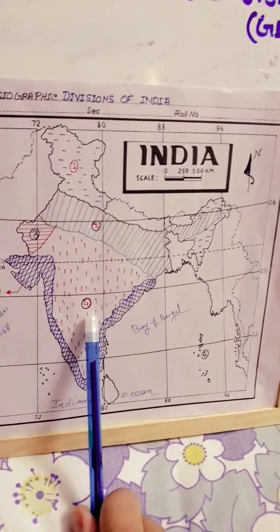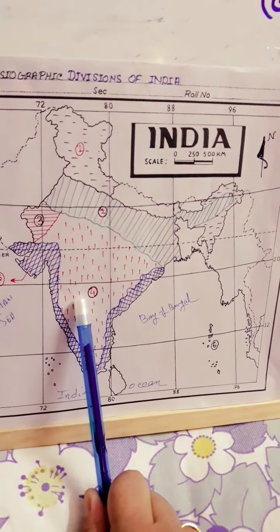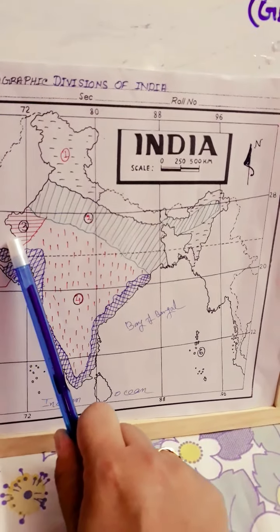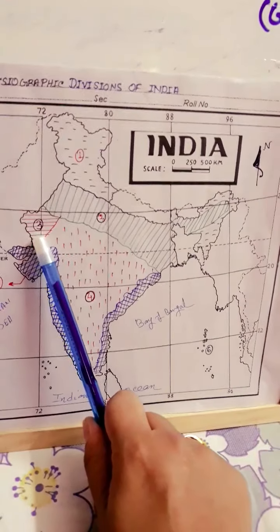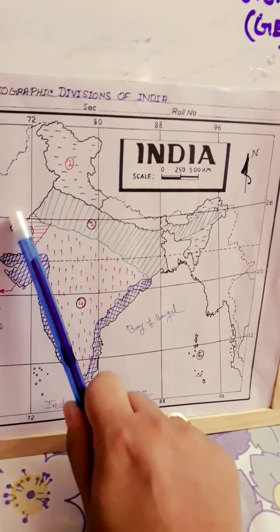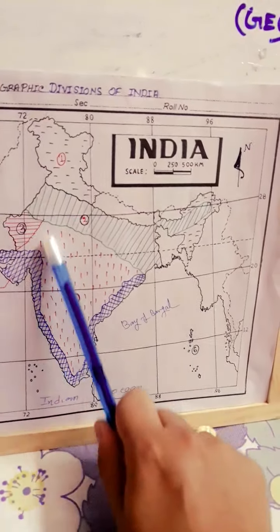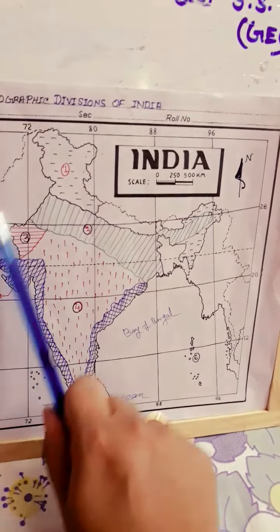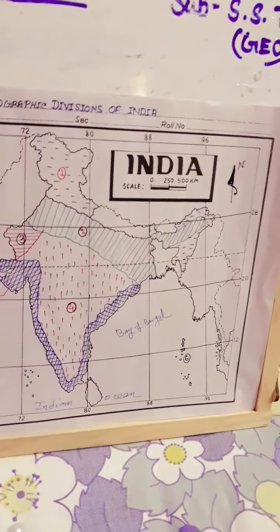So this number 4, marked in red ink, this portion is known as the Peninsular Plateau. And in the western portion, which I have demarcated with number 3, that is known as the Indian Desert. And what is the name of our Indian desert? You already know, the Thar Desert, which is located in the state of Rajasthan.